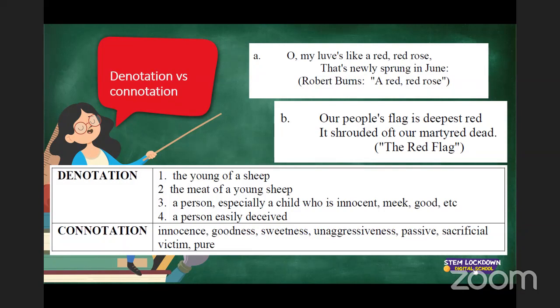So there's literal meaning, and then you see the ideas around that particular word. Okay, so that would be the differences there. Now we continue.